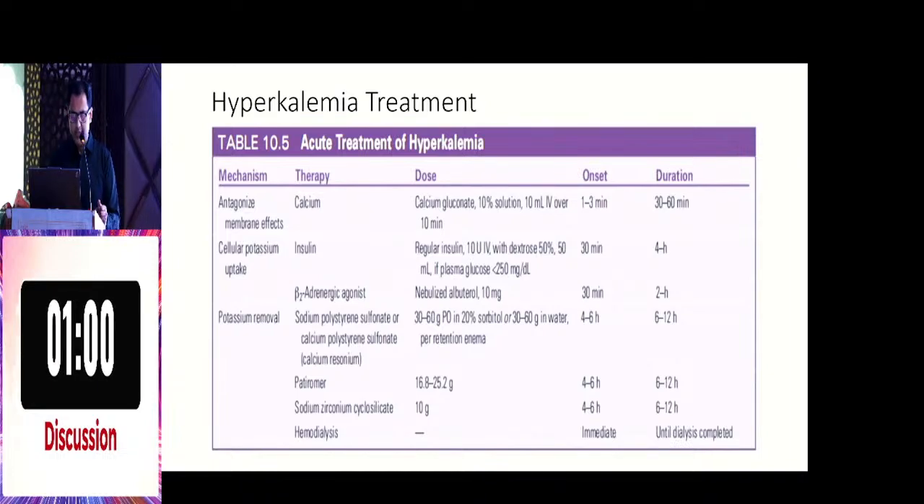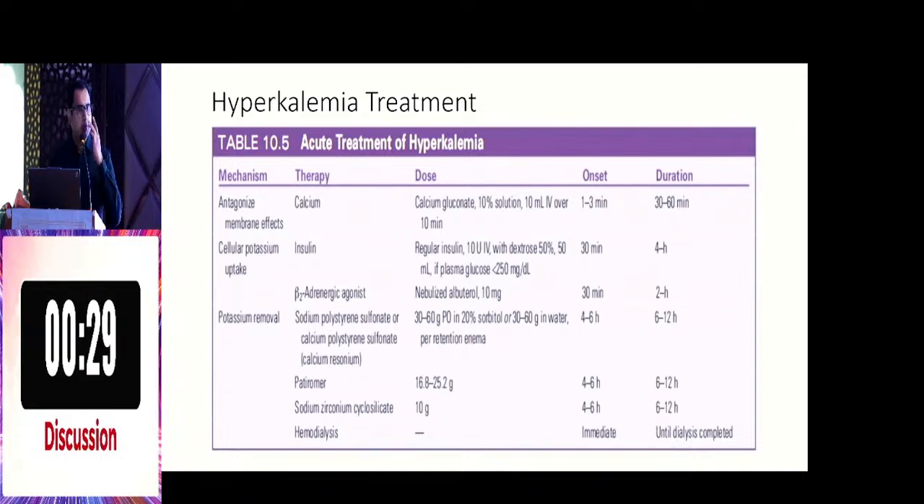The treatment of hyperkalemia, we all know, for antagonizing the membrane effect, we have to give IV calcium. For increasing the cellular uptake of potassium, we have to use insulin along with dextrose 50%. Not in every patient is dextrose to be given. If the serum glucose level is more than 250, then you can directly give insulin without giving any dextrose. If the glucose level is less than 250, then you have to use dextrose with insulin. Other is the nebulization with albuterol, which also causes the cellular uptake of potassium.